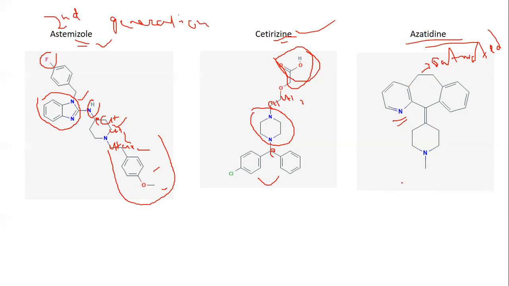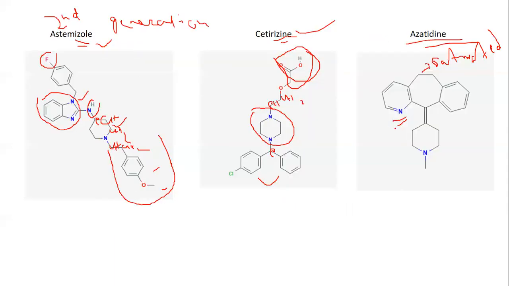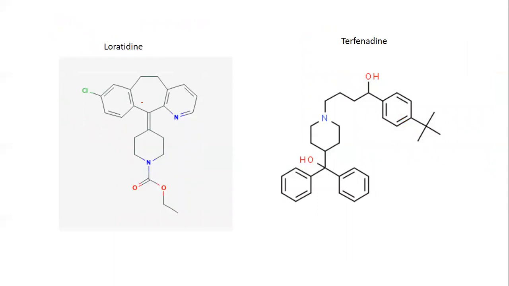See? Then you come to this loratadine. In loratadine also you find the incorporation of the same moiety. There is the cycloheptane, and one pyridine is there, like azatidine. But here one chlorine is additionally incorporated.